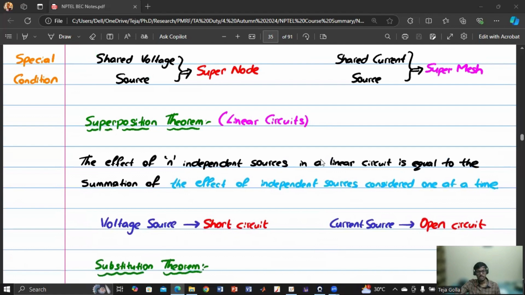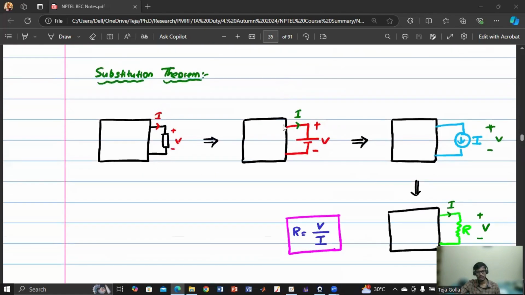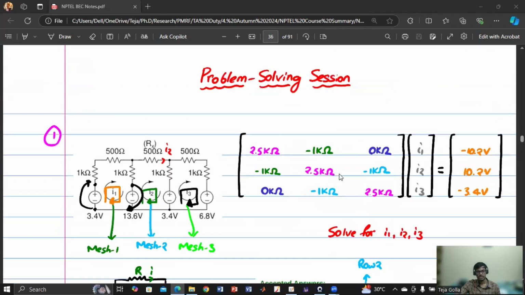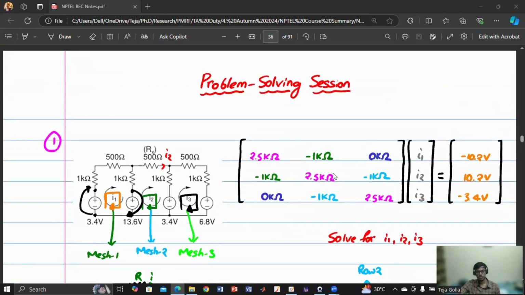And we have also discussed a few theorems called the superposition theorem, which you already know, and the substitution theorem, where a current source can be converted into a voltage source or a resistor accordingly, which is also simple. Then we have solved a few problems where the first problem is pretty much simple and straightforward. It is a resistors and voltage source circuit. So you can directly write the resistor matrix.